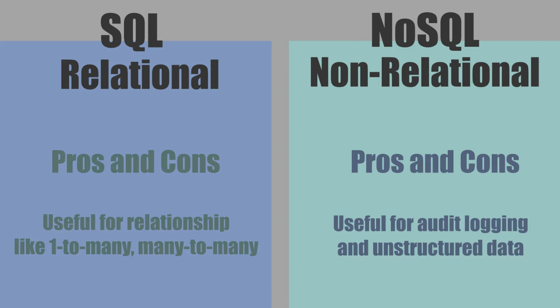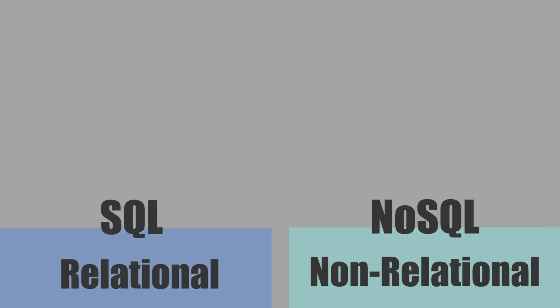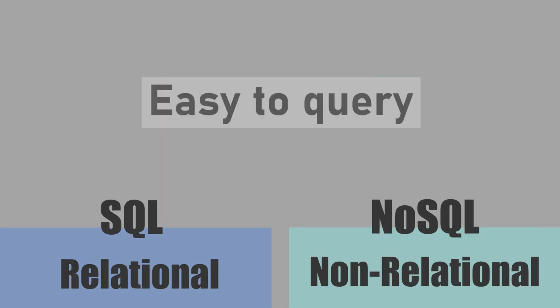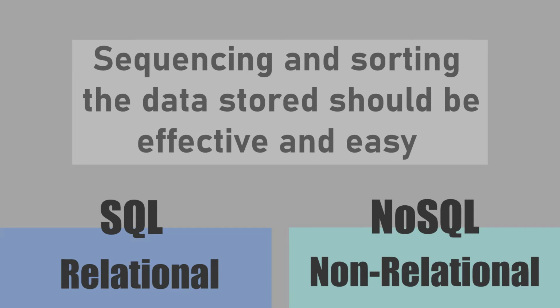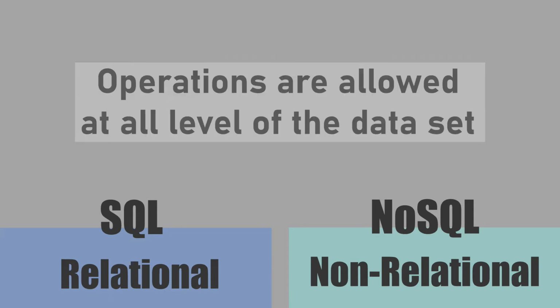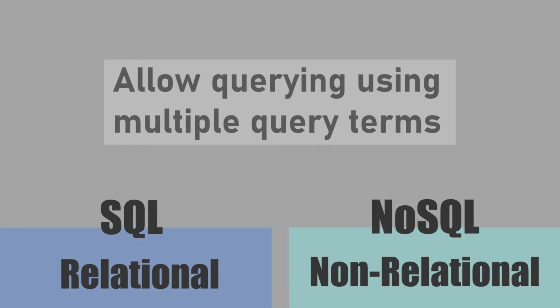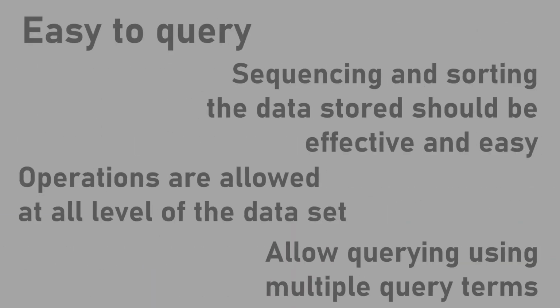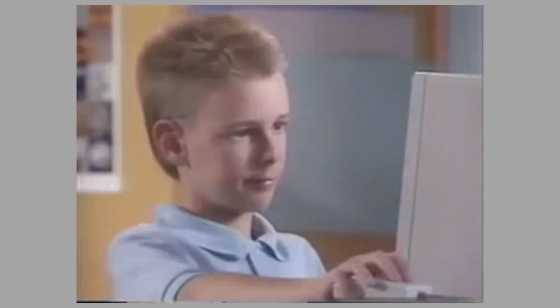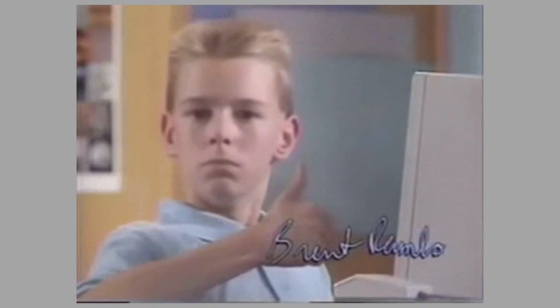But both of the databases should share the same basic fundamentals of being a database. That is, they should be easy to query, and sequencing and sorting the data stored should be effective and easy. All operations should be allowed at all levels of the dataset. It should allow querying using multiple query terms. So to qualify as being a database, you have to follow these fundamentals. And any database which adheres to this rule is said to be a decent database technology.